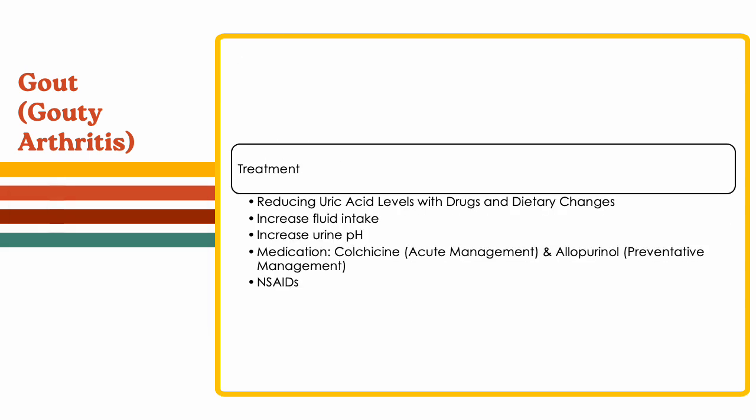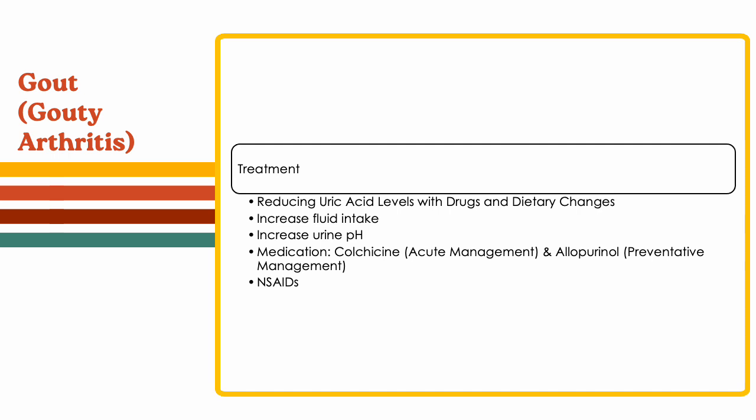So as far as treatment of gout, you want to first encourage fluid intake as well as increasing your urine pH, which would help excrete excess uric acid from the body. You may use a medication called colchicine, which is what we use to manage the acute episode, whereas allopurinol is used as a maintenance medication for gout.